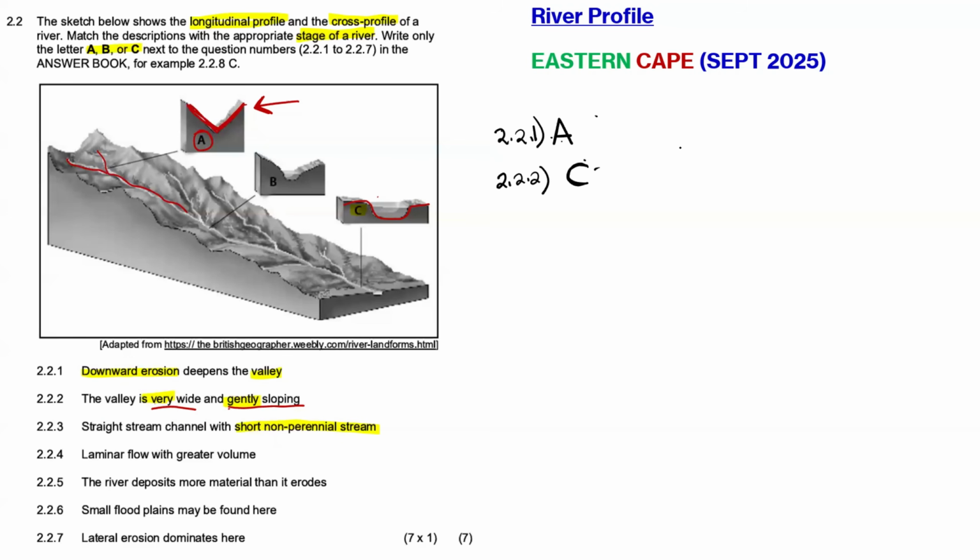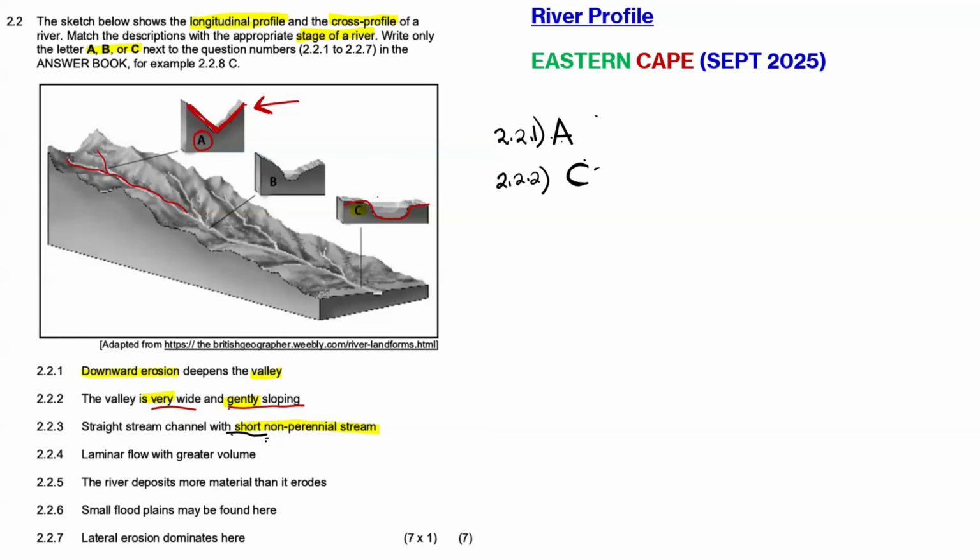Okay, let's look at the keywords. We've got straight stream channel. We also have got short non-perennial. So there are two things here. Straight stream channel. We also have got short non-perennial streams.